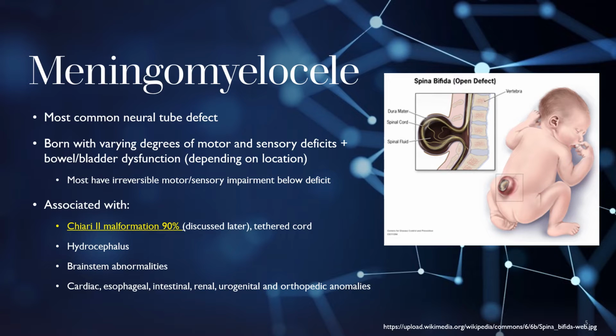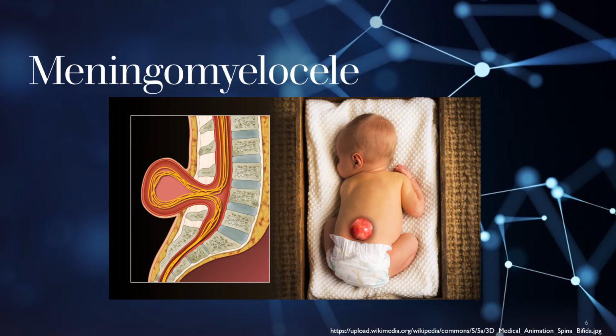There are a number of associated conditions, specifically a Chiari malformation in about 90% of these patients. So whenever you see a meningomyelocele, you must always consider other anomalies that may be present, and a Chiari malformation should be highest on the list. These patients may also have tethered cords. They can be associated with hydrocephalus, brainstem abnormalities, cardiac, esophageal, renal, and orthopedic anomalies as well. This is just a graphic depicting that.